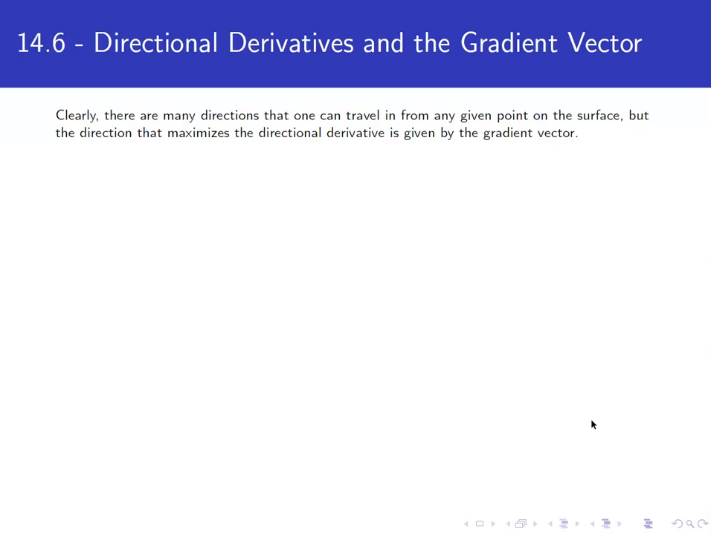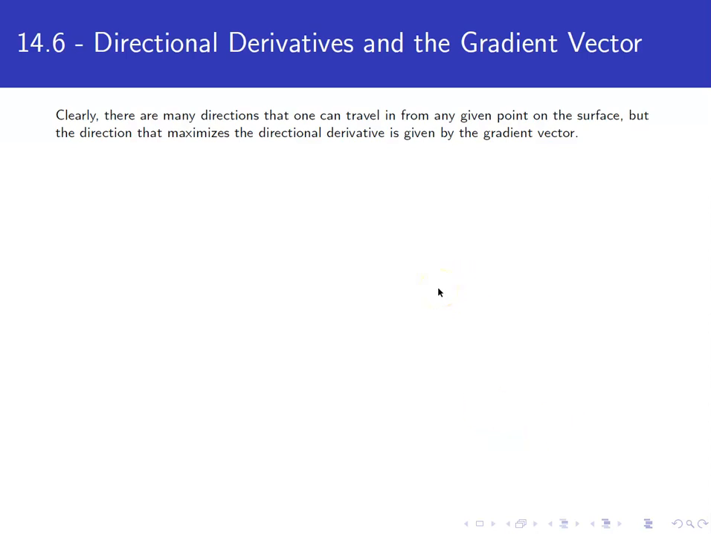All right, so it's pretty clear that you can certainly go many directions from one point on a surface. If you start on a surface, there's lots of different ways you could go. If you imagine standing on a hill, for example, you could go up the hill, you could go down the hill, you could go alongside the hill, you could go diagonally up the hill or diagonally down. There's lots of ways you could go.